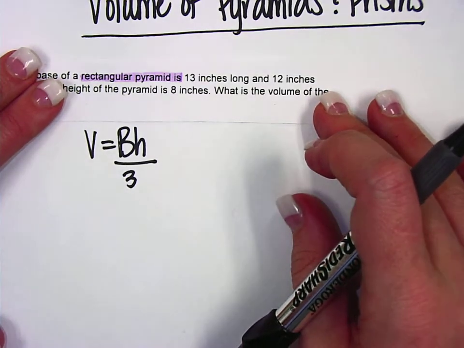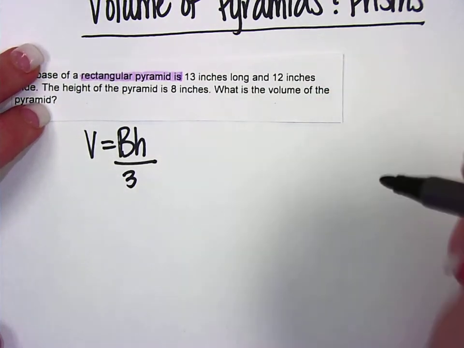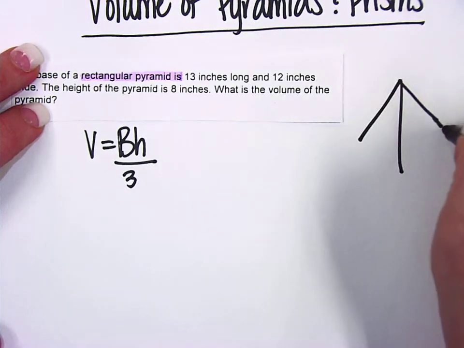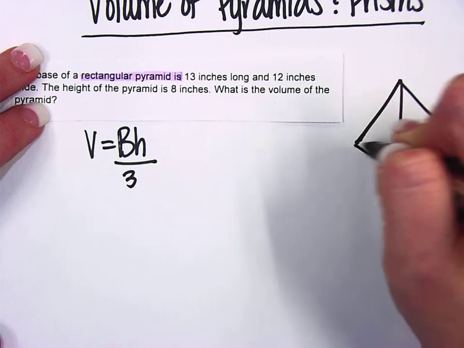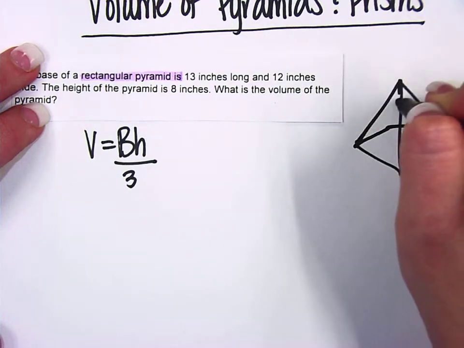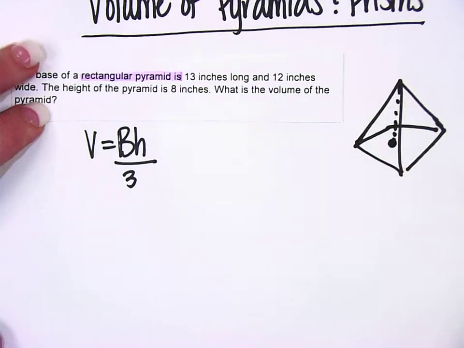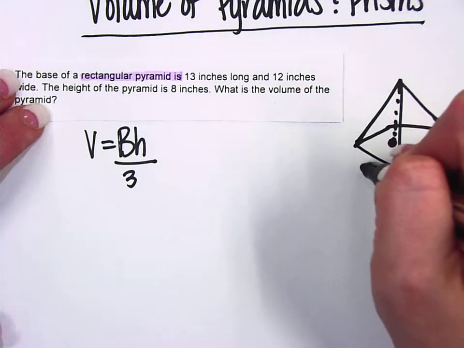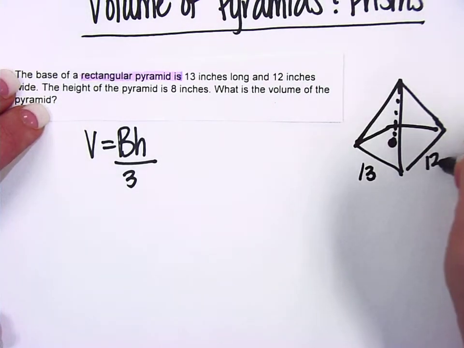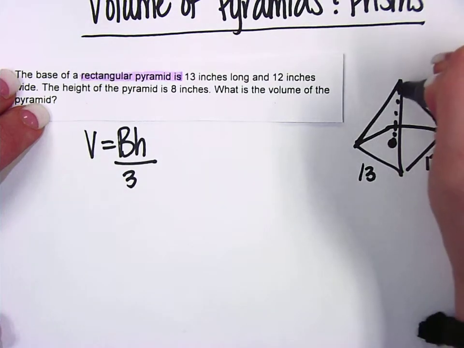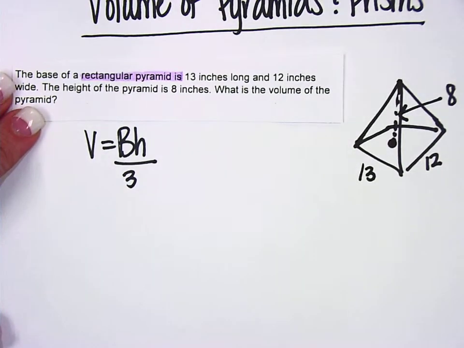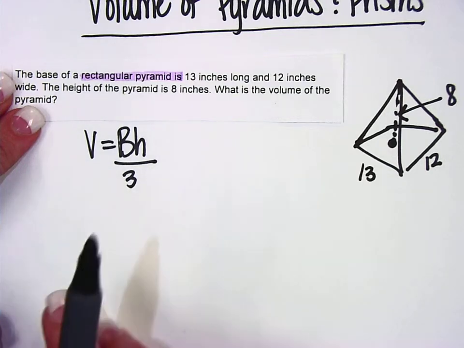Since this one doesn't have a picture, and I'm pretty visual, I'm going to do the best that I can to draw it. Even though it probably won't look very well, I just like to see it. So it says that the base is 13 inches long and 12 inches wide, and then the height, which is from the top of the pyramid to the middle of the bottom, is 8. Now that I see all my dimensions, I'm ready to start figuring out my volume.